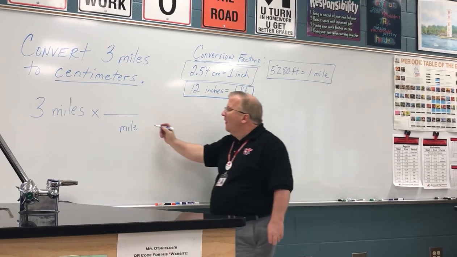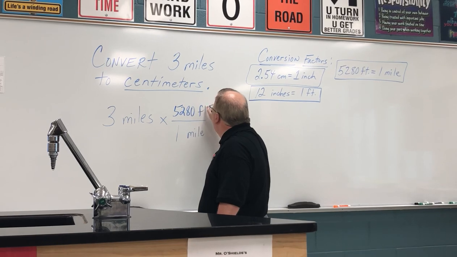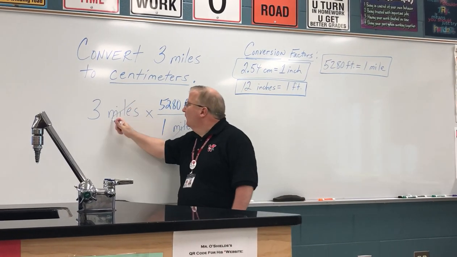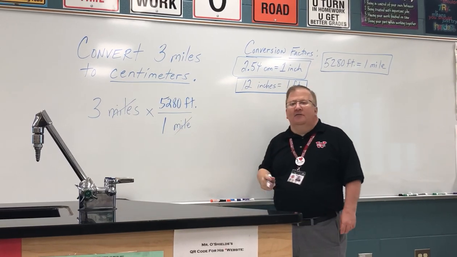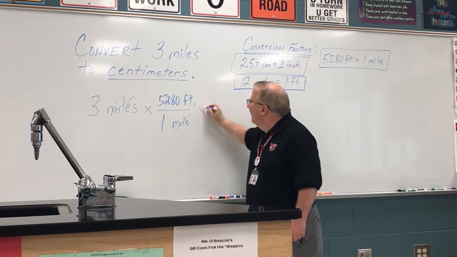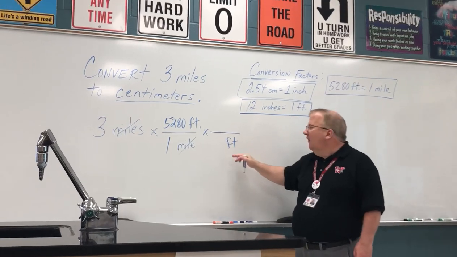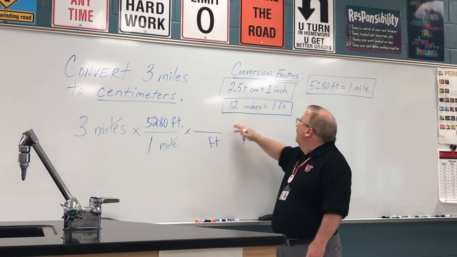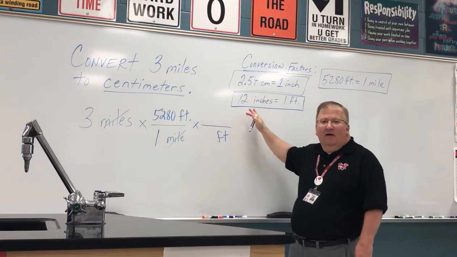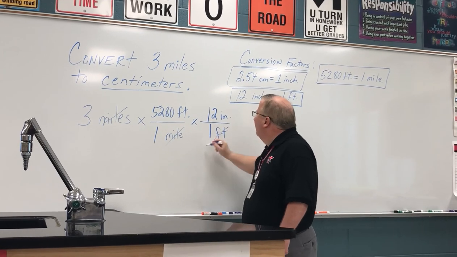Okay? So 1 mile is equal to 5,280 feet. Always cancel the identical units, so I cancel miles. Now I have to get rid of feet. If feet is in the numerator in this conversion factor, then I have to make sure feet goes on the bottom in my next conversion factor. So how many inches, I should say, are in 1 foot? Because that's a common conversion factor there. We have 12 inches in a foot.